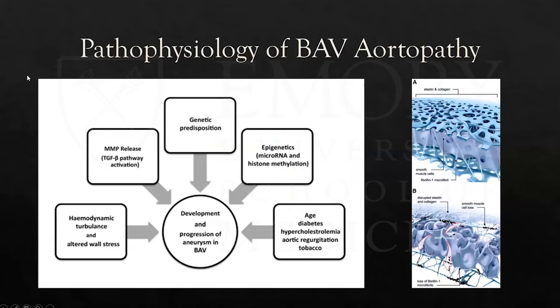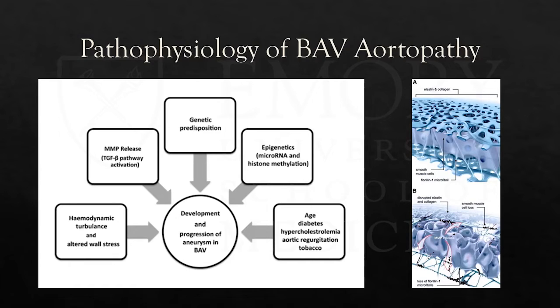So what's the pathophysiology of the bicuspid aortic aortopathy? I think in general, it's multifactorial. It's been studied, but there's not one specific thing that leads to this aortopathy; it's a combination of things. And I think we've kind of hit on the hemodynamic turbulence and altered wall stress along different points of the aorta. I think that's one of the primary players.